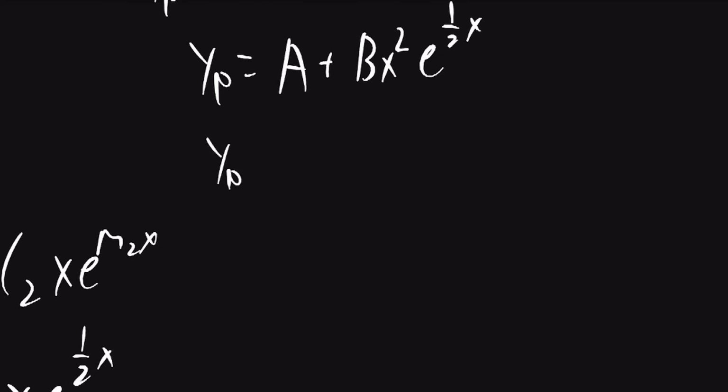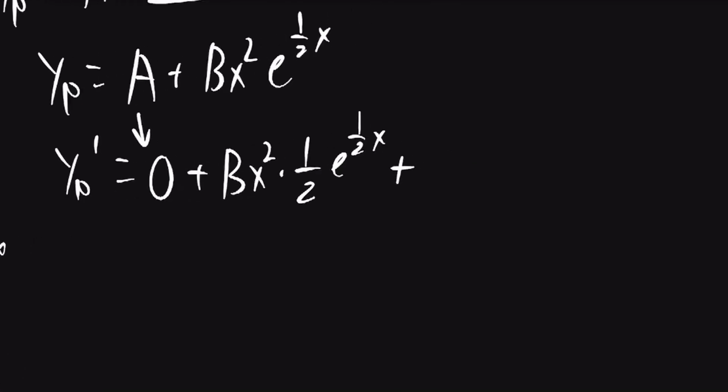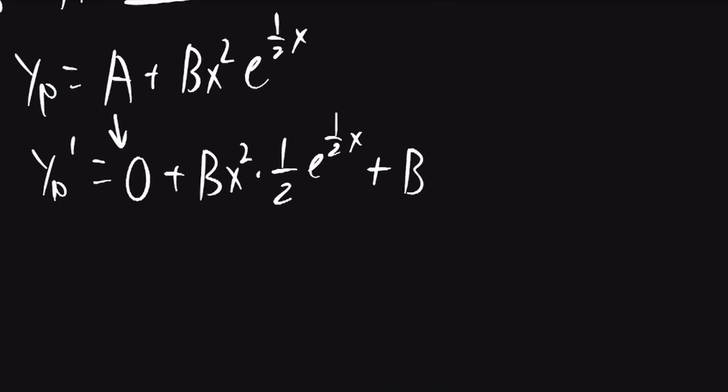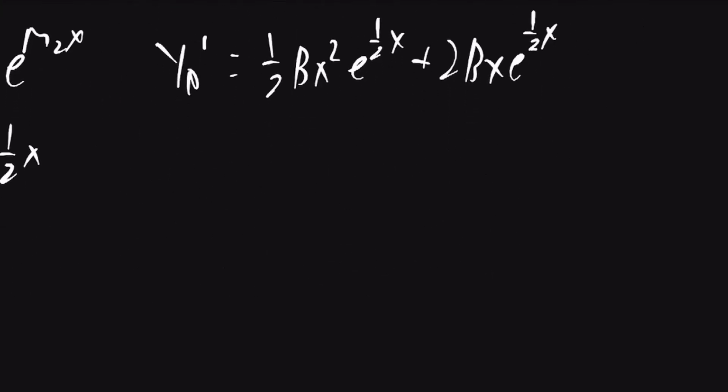we can now differentiate yp. yp' is going to be equal to, the derivative of a is 0. For the derivative of the second term, I'll use the product rule. I'll start by differentiating e^(1/2 x) and leave x^2 alone. We'll get b times x^2 times 1/2 e^(1/2 x). For the second term of the product rule, I'll differentiate the x^2 and leave the e term alone. We'll get b times 2x times e^(1/2 x). So yp' is going to be equal to 1/2 b x^2 e^(1/2 x) plus 2b x e^(1/2 x). We can take the derivative again.